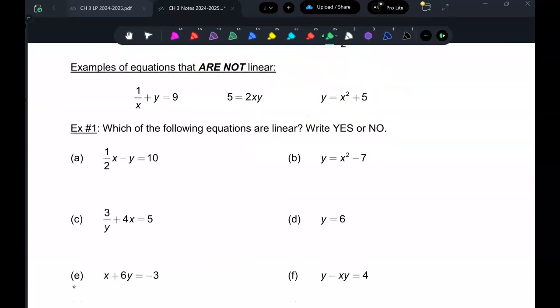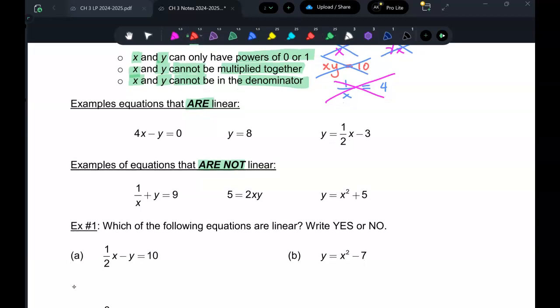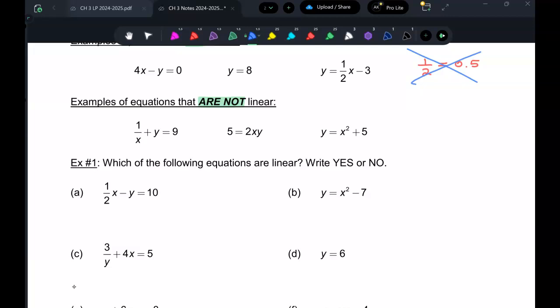So here are some examples. There's no variable in the equation. It's a regular equation, but it would not be a linear equation. So if I said 1/2 equals 0.5, that would not be linear. Like 1 plus 1 equals 2, that would not be linear without a variable. So you have to have a variable.